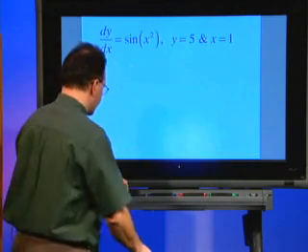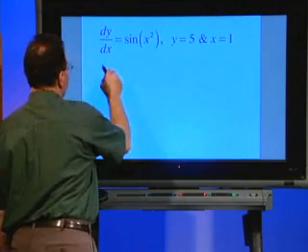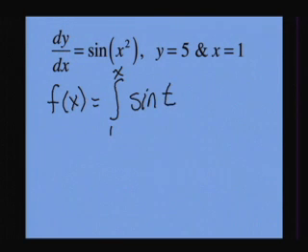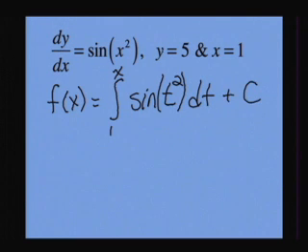What we have then is, of course, that f of x is going to be equal to the integral from 1 to x of sine t squared dt plus our constant c. And what we know is that x is equal to 1, y is equal to 5. So f of 1 would be 5.